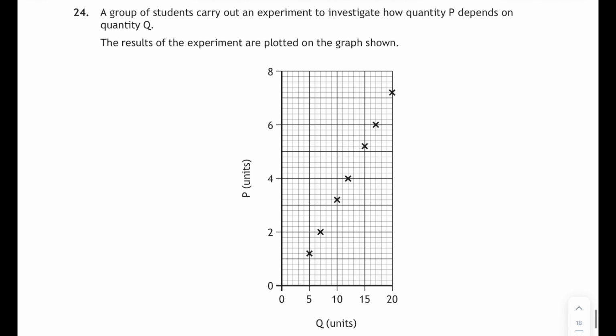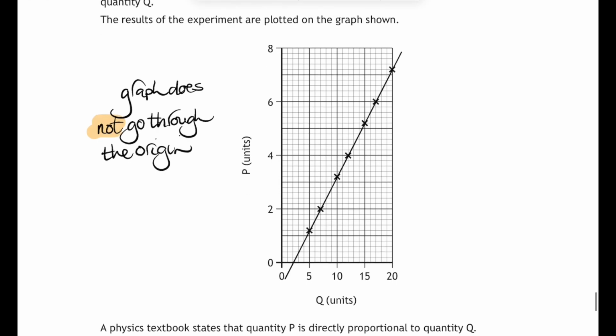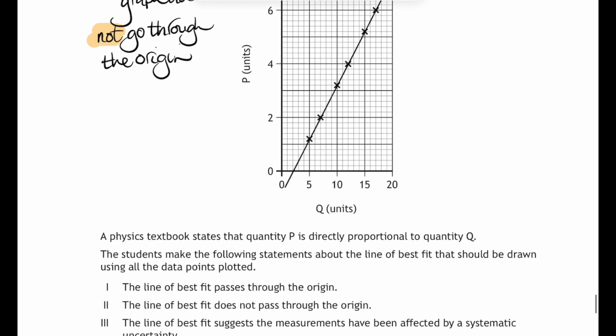Question 24. A group of students carry out an experiment to investigate how quantity P depends on quantity Q, and the results of the experiment are plotted on a graph as shown. And as every good experimenter knows, once you've plotted your points, you should draw your best fit line through those data points. And notice, the graph does not go through the origin. Now, let's have a look at the question.